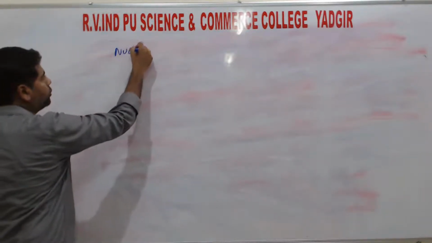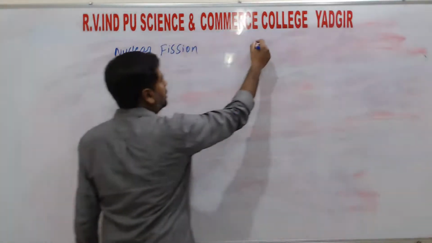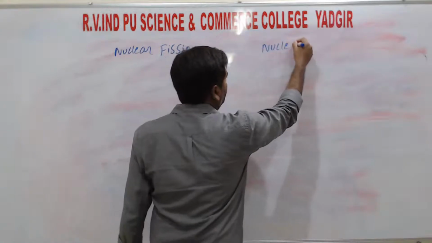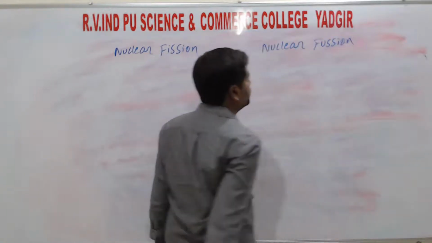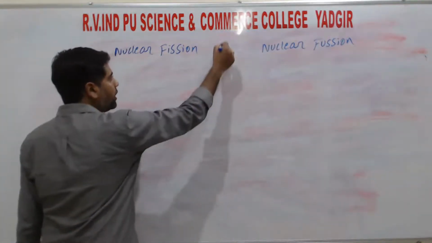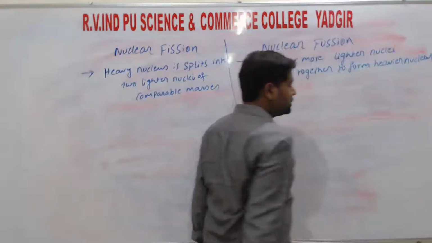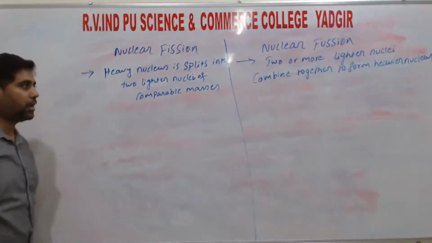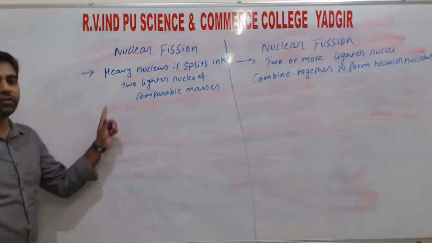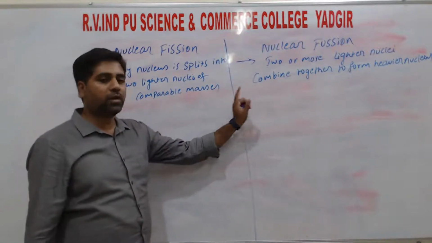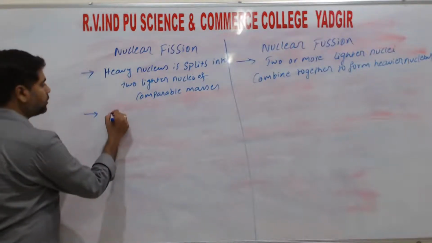Here nuclear fission and here nuclear fusion, right? So if we make two columns, the first point is the definition. Nuclei is the plural of nucleus, right? So nuclear fusion and nuclear fission. The first point is the definition of fission and the definition of fusion. The second point is where it takes place.